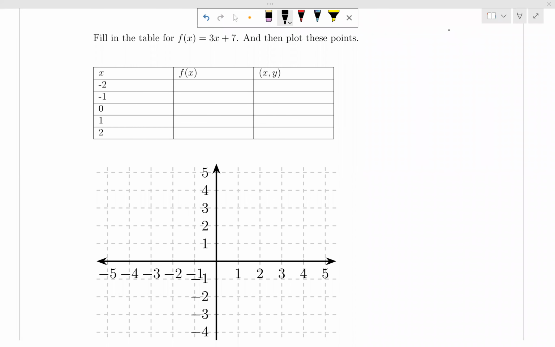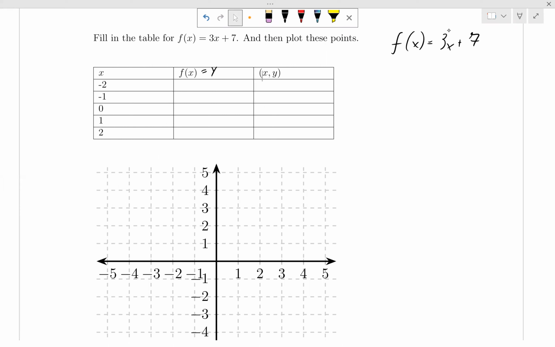Okay, so for this problem, it wants us to fill in this table, given our f of x is 3x plus 7, and we're going to plot these points. So we're going to start with all these x values over here, -2, -1, 0, 1, and 2. We're going to get some f of x values, and f of x is going to be our y, and then we're going to plot them using these points here.